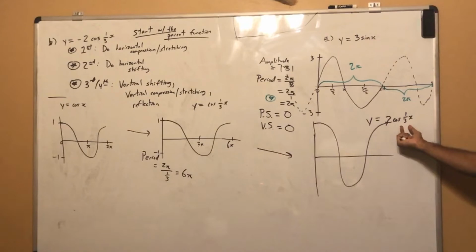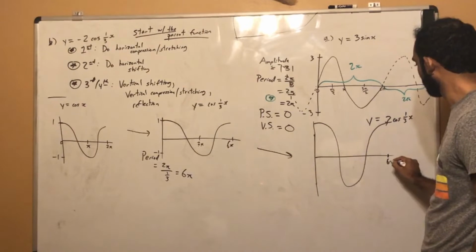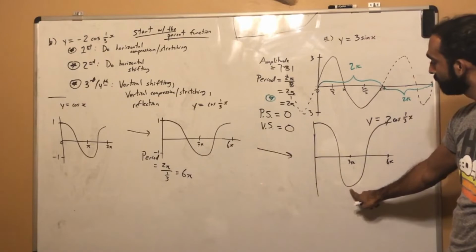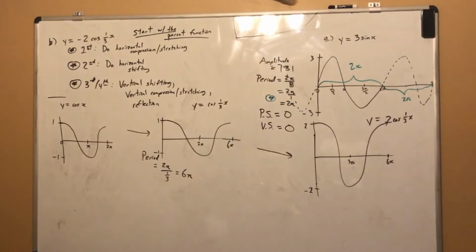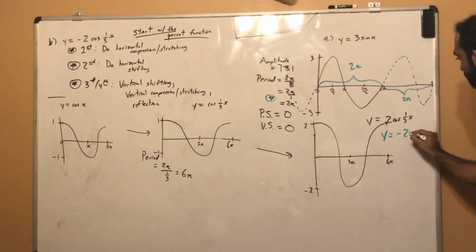Again, one period is 6π. 3π corresponds to the new minimum value for this, and I got this graph here. These max points and min points are 2 and negative 2. Alright, so if I want to graph, in a different color here, negative 2 cosine of 1/3 x.